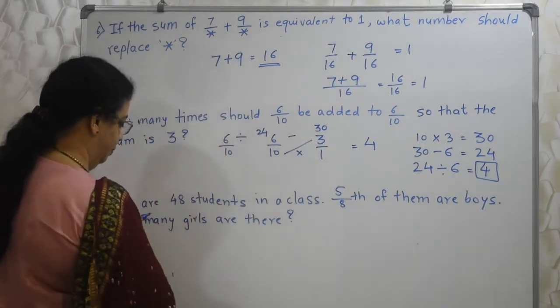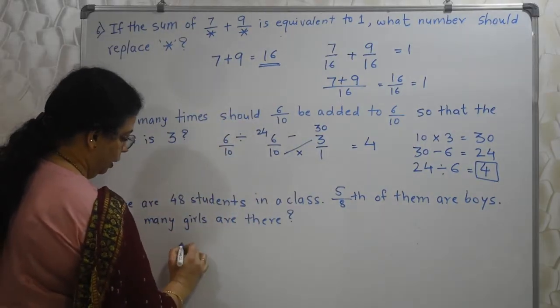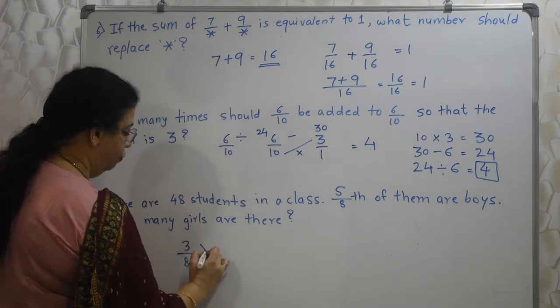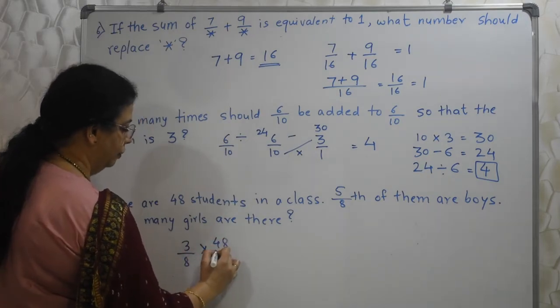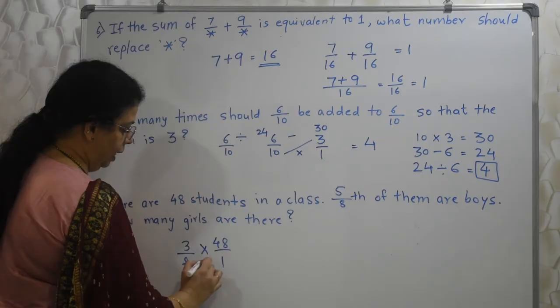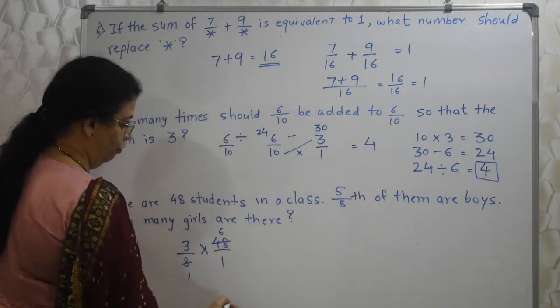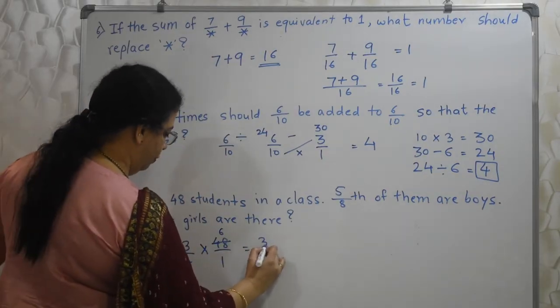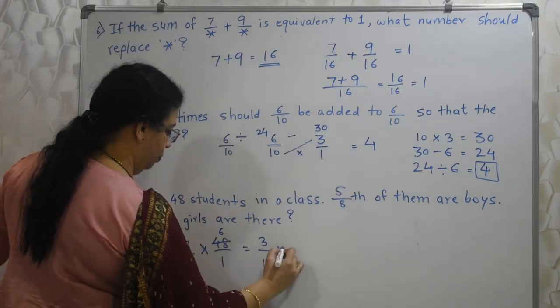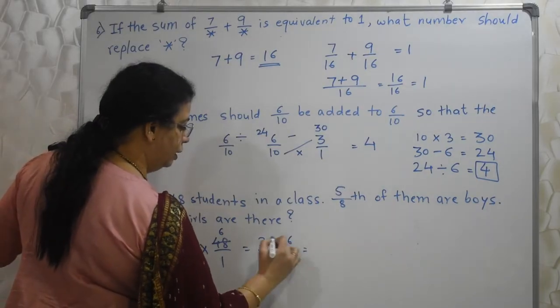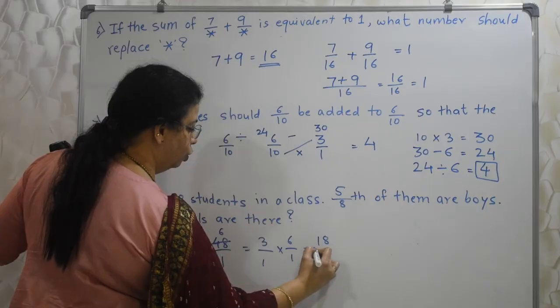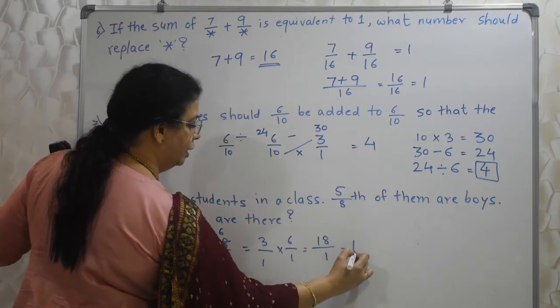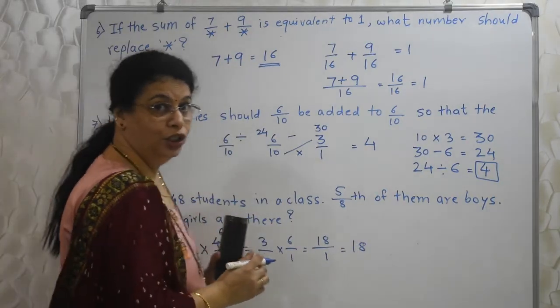3 upon 8 of total, that is 48. Again, 8 ones are 8, 8 sixes are 48. So what do we have now? That is 3 into 6 will come on top, 1 into 1 down, 18. See, our answer has not changed.